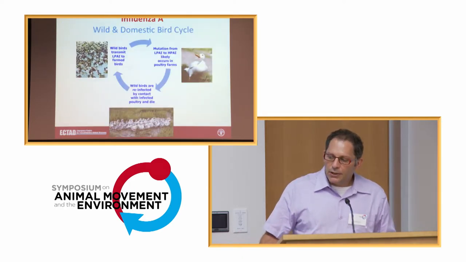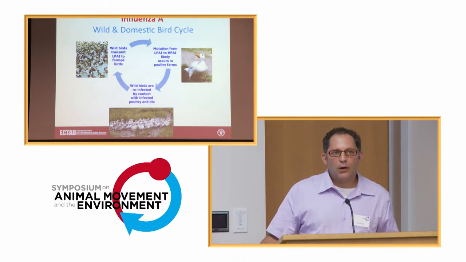Diane mentioned this influenza A cycle earlier. Basically, we know wild birds are the low-path reservoirs. We think that they introduce low-path viruses into the agricultural sector, which then mutate into high-path viruses and then go back out into the wild population. And so this cycle is ongoing.